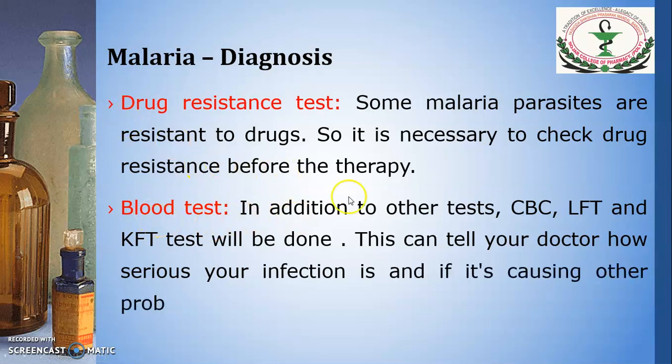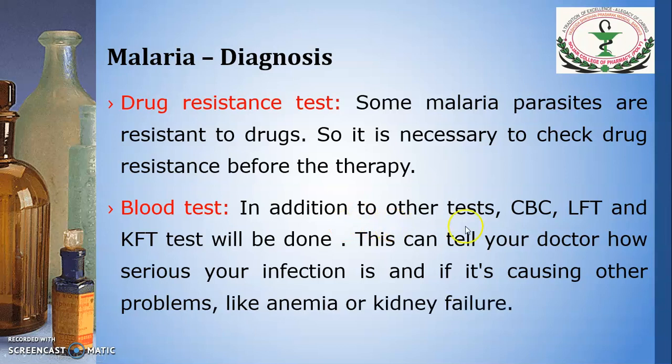And the last one is the blood test. Along with the above tests, the doctor may give you other tests like CBC, complete blood profile, liver function test and kidney function test, so that they can tell your doctor how serious your infection is and if it's causing other problems like anemia or kidney failure. So depending upon the observation of these tests, the doctor will decide your treatment regimen.